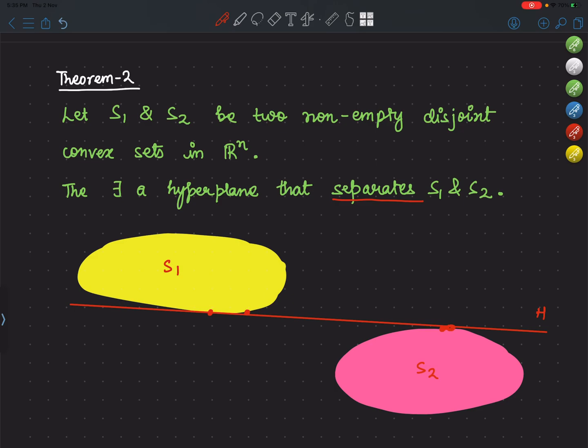Now we end this lecture because we have come to the end of convex sets. In the next lecture we'll go through convex functions, and we will use these definitions and theorems that we learned here in the convex sets lecture. Thank you.